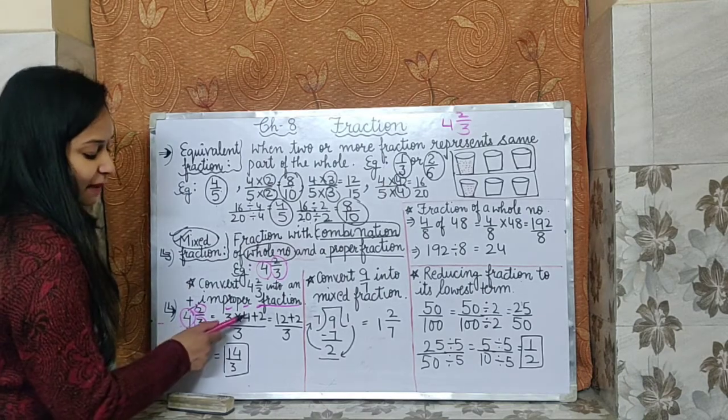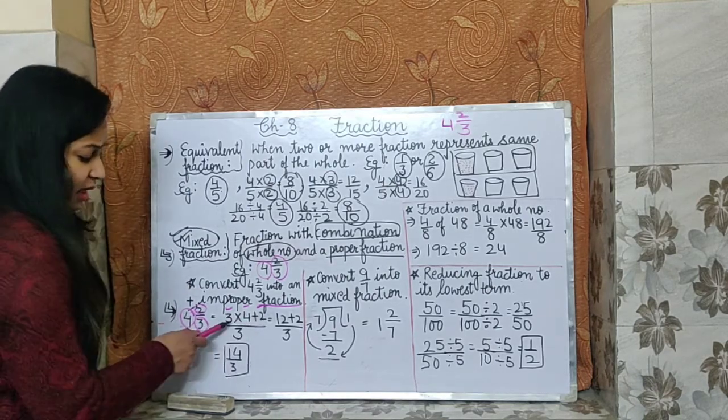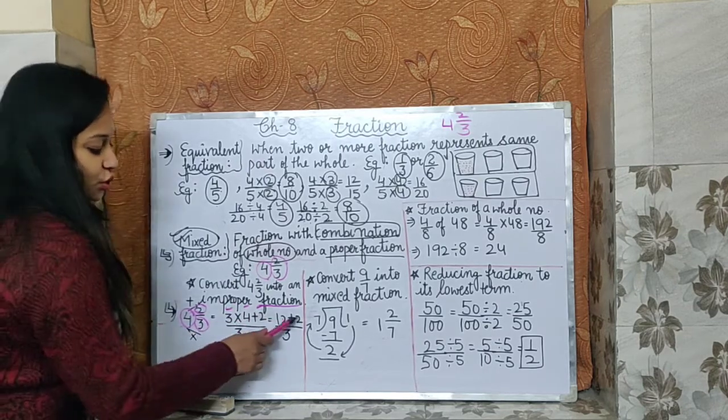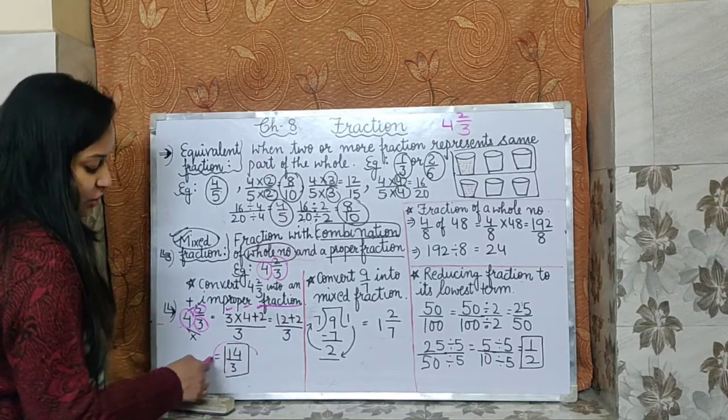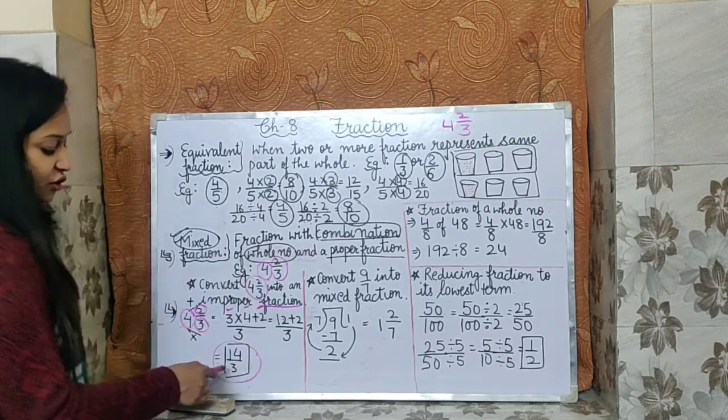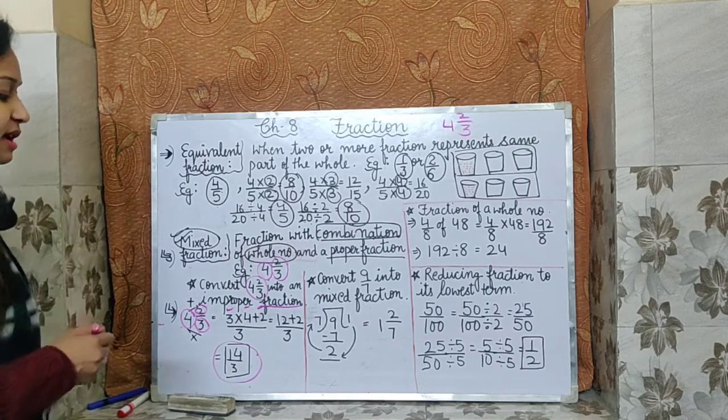So 3 multiplied by 4 plus 2. What is 3 multiplied by 4? 12 plus 2 upon 3. So 12 plus 2 is 14 upon 3. So converting 4 2 by 3 into an improper fraction gives you 14 by 3 as the answer.